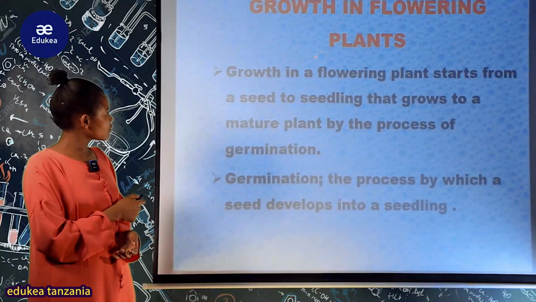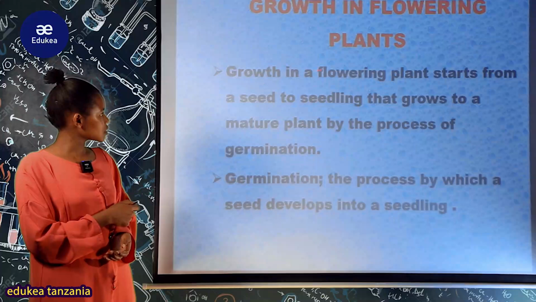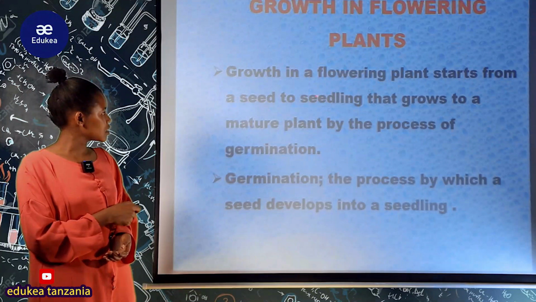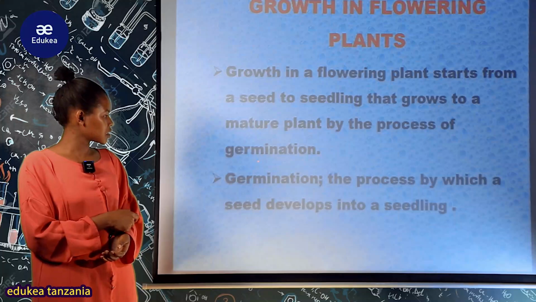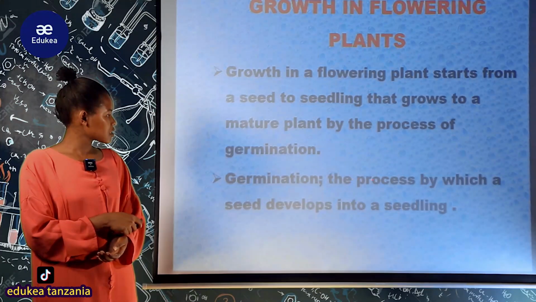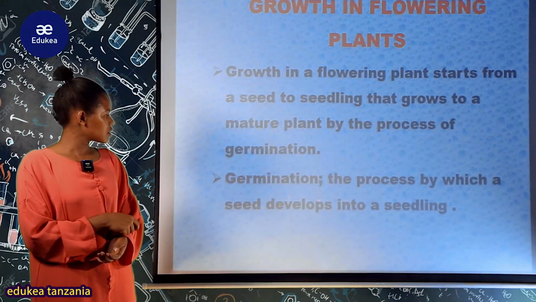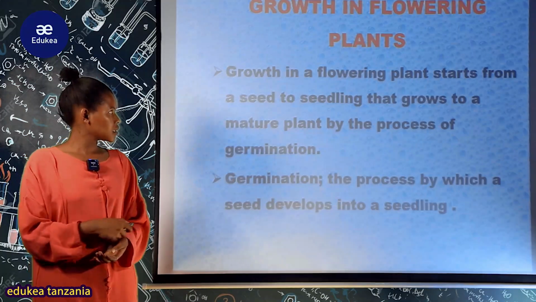Starting with growth in a flowering plant, we have to know growth in a flowering plant starts from a seed to a seedling that grows to a mature plant by the process of germination. And germination is the process by which a seed develops into a seedling.